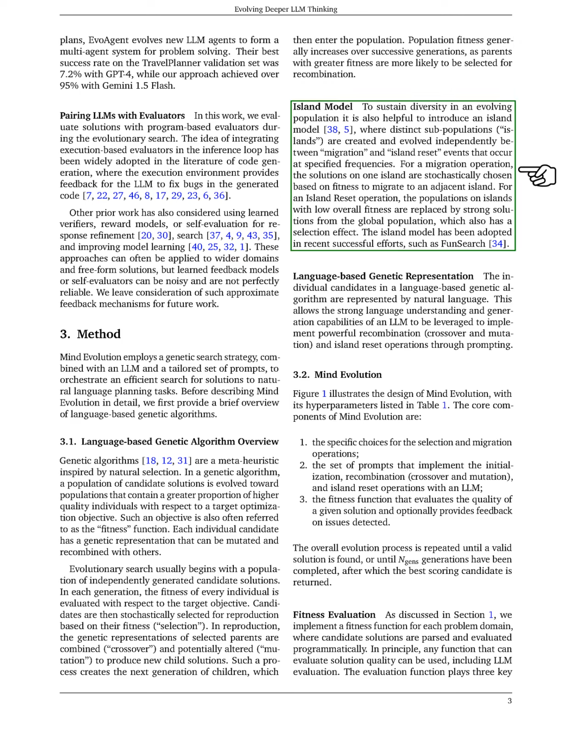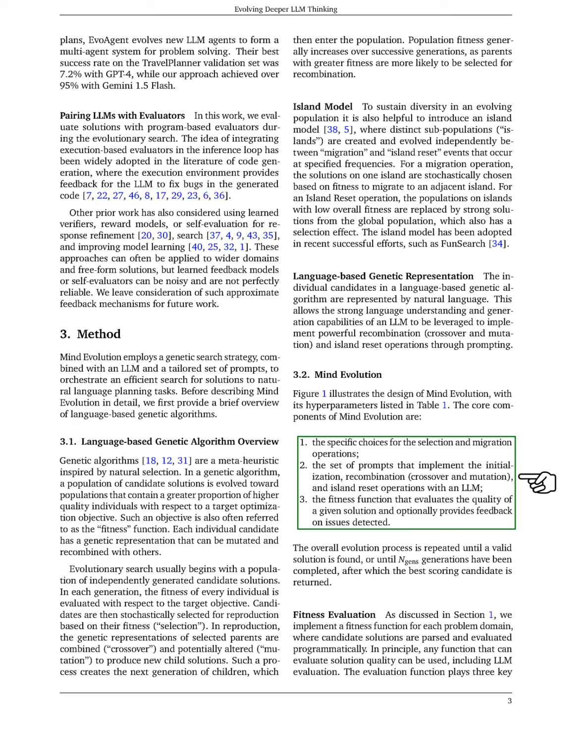To maintain diversity, we introduce an island model, where distinct subpopulations evolve independently. Solutions from one island can migrate to another based on fitness, and low fitness populations can be replaced with stronger solutions from the global population. This model has been effective in recent successful efforts. In our language-based genetic algorithm, candidates are represented in natural language, allowing us to leverage the LLM's capabilities for effective recombination and island reset operations.